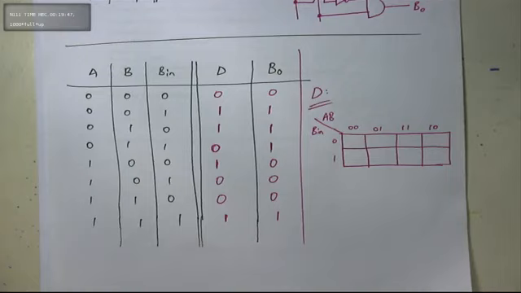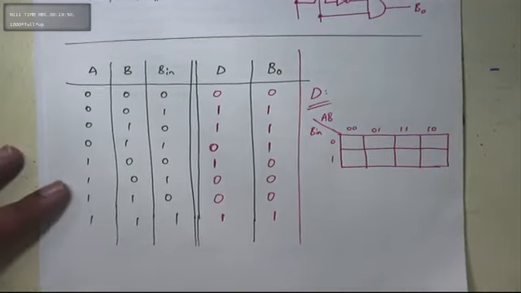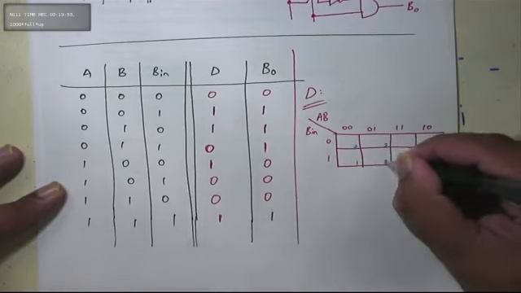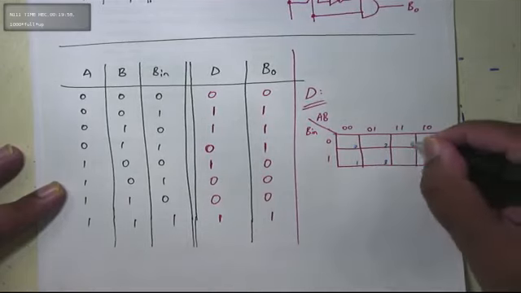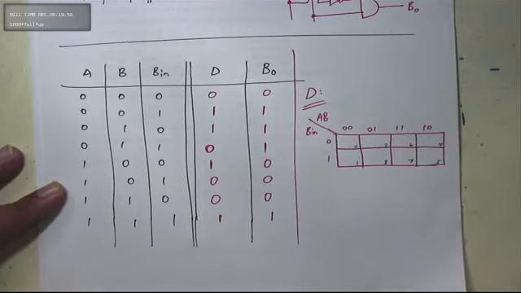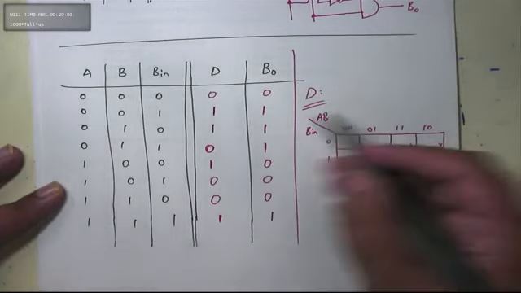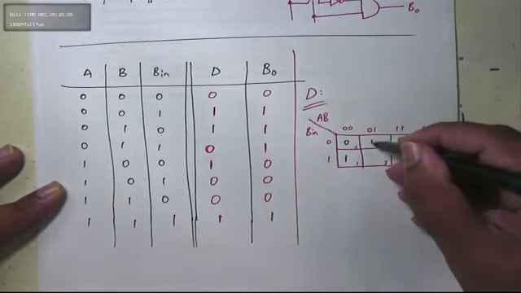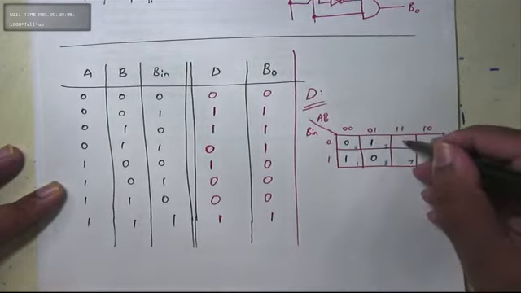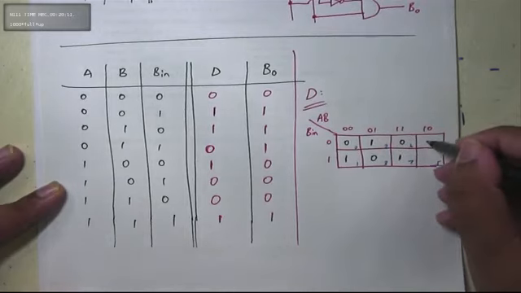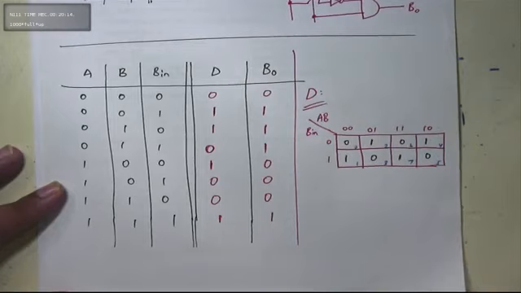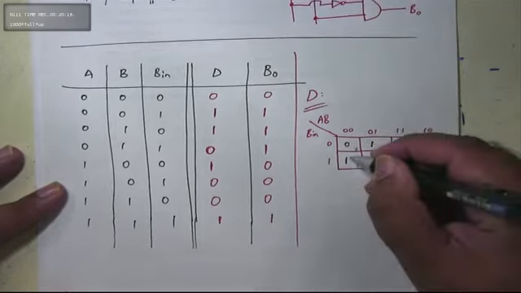For those of you who want to do this, yes, you can always number your cells 0, 1, 2, 3, 4, 5, 6, 7. All right. So what do we end up with over here? We end up with this situation.